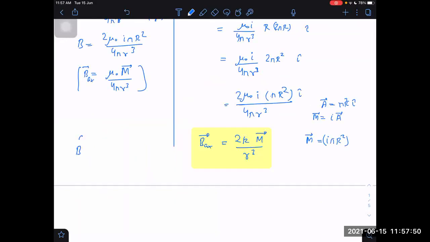Field at the center, x will be taken 0. So the field will become 2k into I into pi r square upon r, with x being 0 and r equal to capital R. So this will become 2kI into pi. What is it? It will be, I think, mu naught upon 2R into I. That only or not?